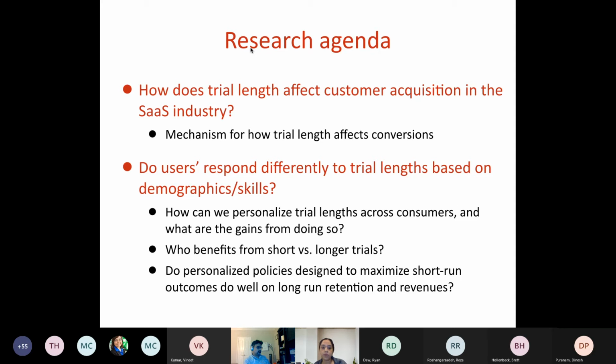And in this context, I also want to look at this question of mechanism. We want to understand a little bit more about what is the mechanism through which trial length affects conversions. As I said earlier, there are many different mechanisms which have been thought about and proposed. So we really want to think about what do we find in the data? What do we find support for in the data? And then we want to think about this question of, do users respond differently to different trial lengths based on demographics and skills? And if so, how do we think about personalizing trial lengths across customers? And what are the gains from doing so?